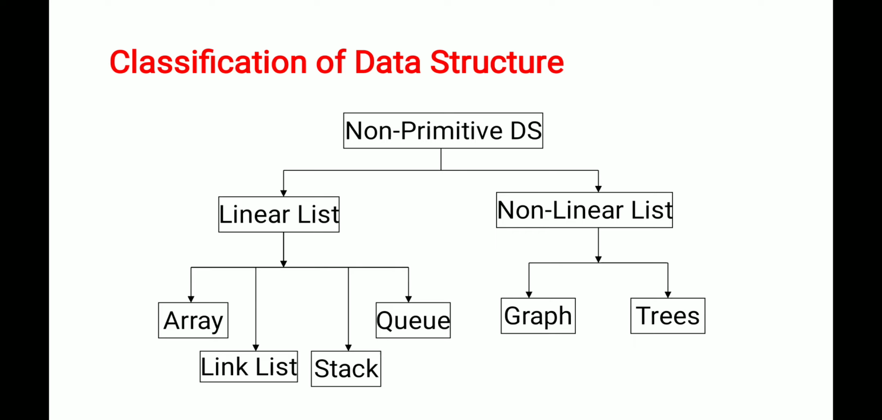So non-linear data structure, that is a graph and tree, means data we can arrange in a non-sequential manner, that is a random manner. That is what we call graph and tree structure. Again, when we categorize a list, linked list, that linked list is again divided into three major types: singly linked list, doubly linked list, circular linked list.